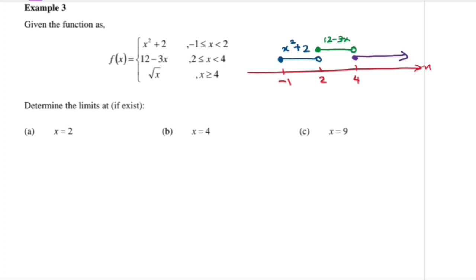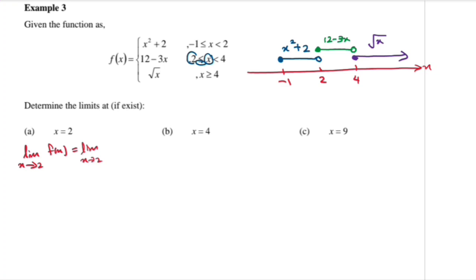The function written is square root of x. Next question, determine the limit, if it exists, at x equal to 2. Remember, for a limit, this is not exactly looking at x equal to 2. If you do that, then it's wrong, because a limit is actually looking at x approaching 2 from the left and right side.